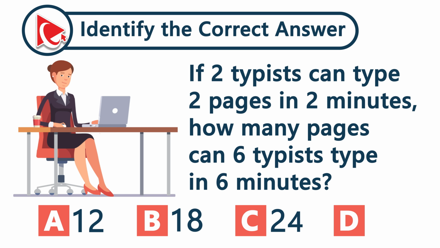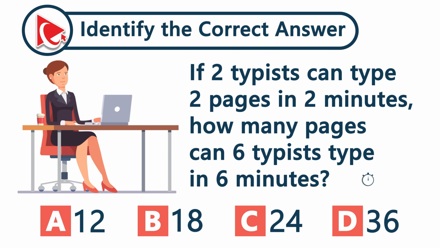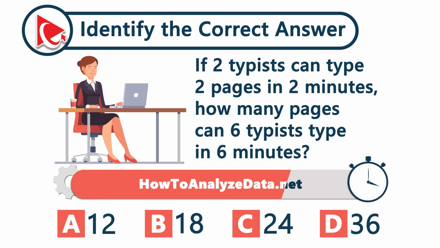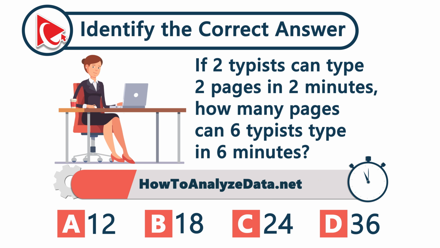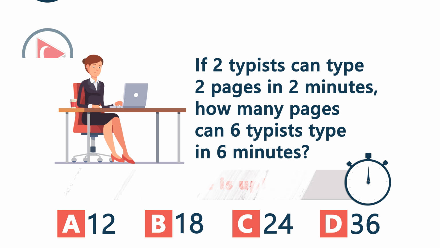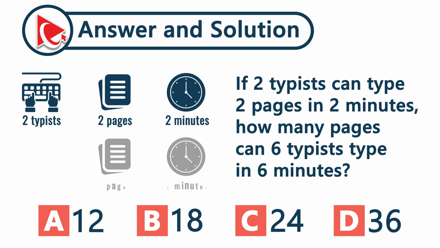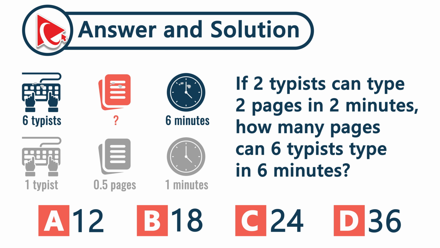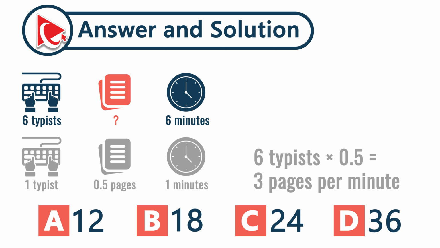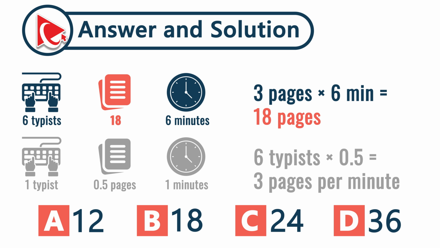If 2 typists can type 2 pages in 2 minutes, how many pages can 6 typists type in 6 minutes? Let's break it down. If 2 typists type 2 pages in 2 minutes, that's 1 page per minute total, or 0.5 pages per typist per minute. Now let's scale this and multiply that rate. 6 typists multiplied by 0.5 equals 3 pages per minute. So over 6 minutes, that's 3 times 6 equals 18 pages. And the correct answer here is choice B, 18.